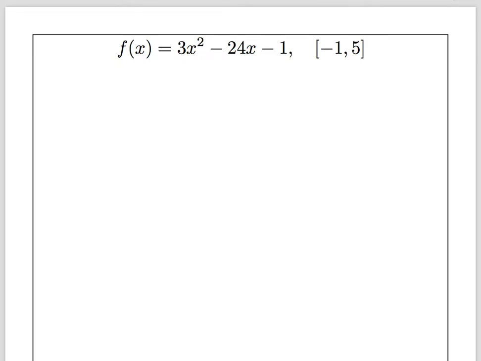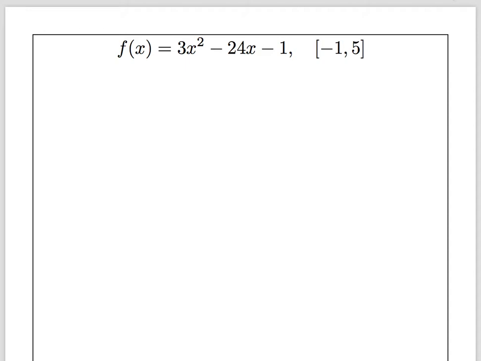Today we're looking at finding absolute extrema of a function. Instead of absolute, you might also hear global. Just like with relative, what's another alternative to relative? Local. So just like with relative and local, same thing with absolute and global. So we're looking at absolute extrema, also known as global extrema.